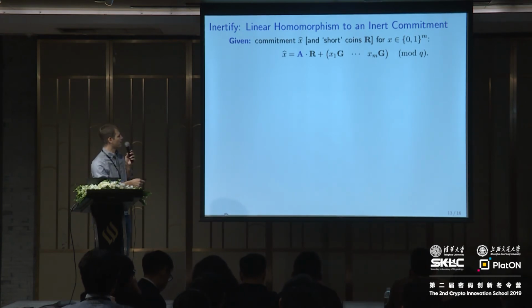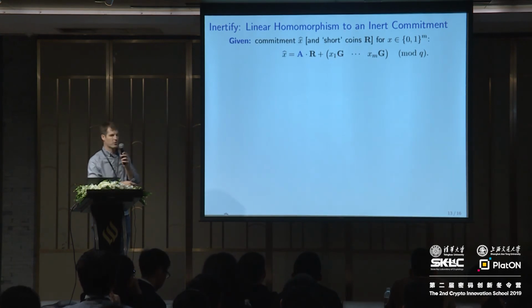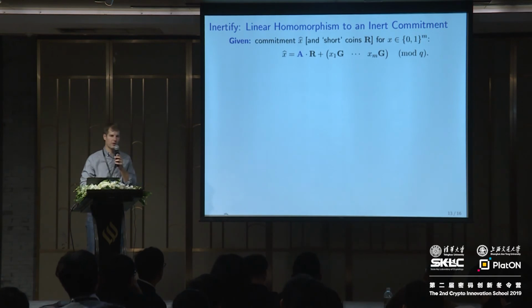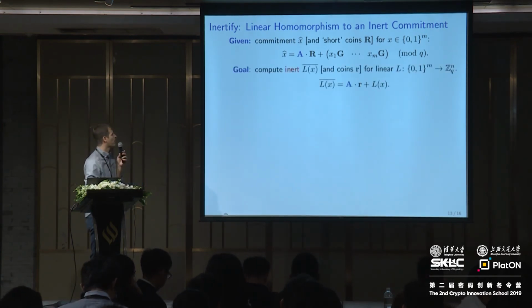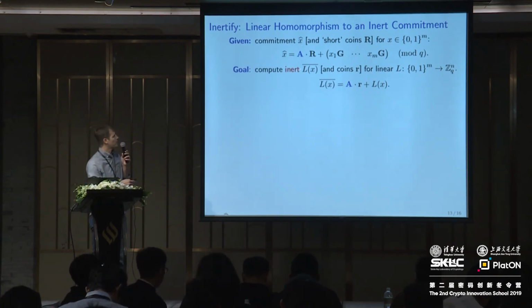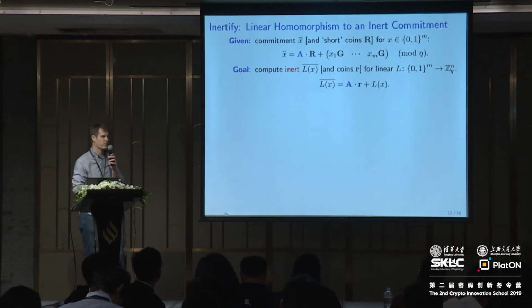And that commitment has this form. It's A times some short matrix plus the individual bits of x times this gadget matrix G. So this is the form of the fully homomorphic commitment or ciphertext from Hotek's talk yesterday. Our goal is to compute an inert commitment of L of x and the corresponding coins for some linear function L. It can be any linear function, it turns out.